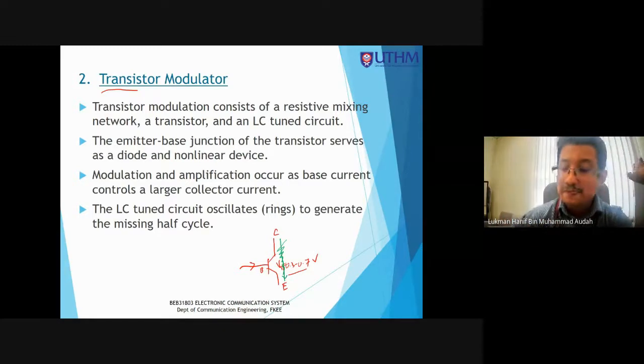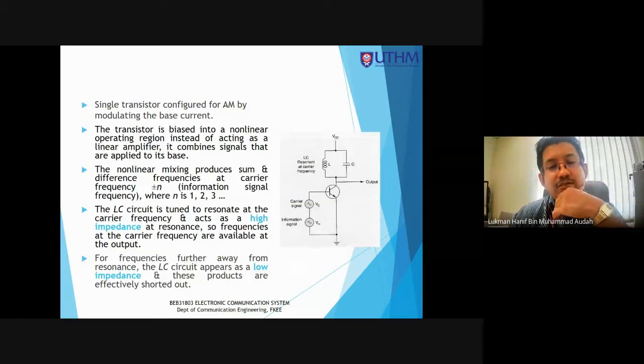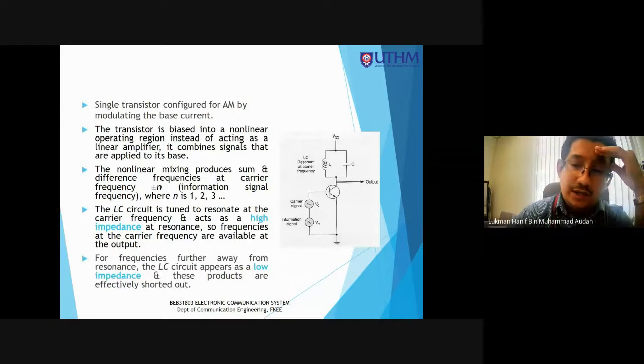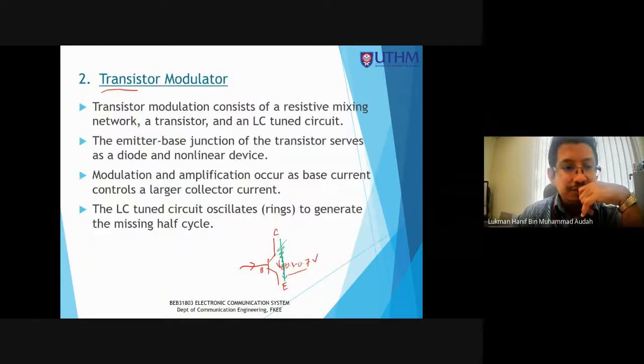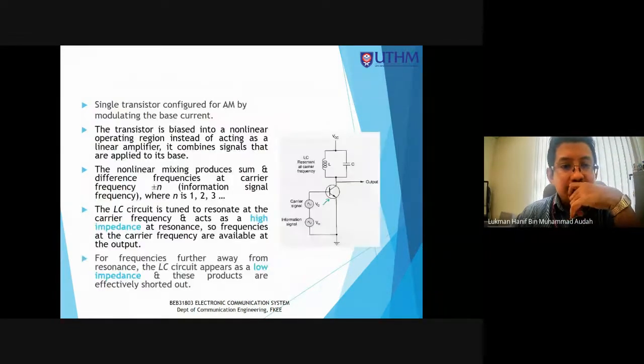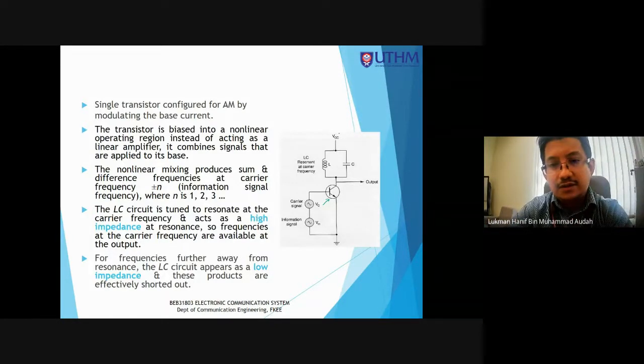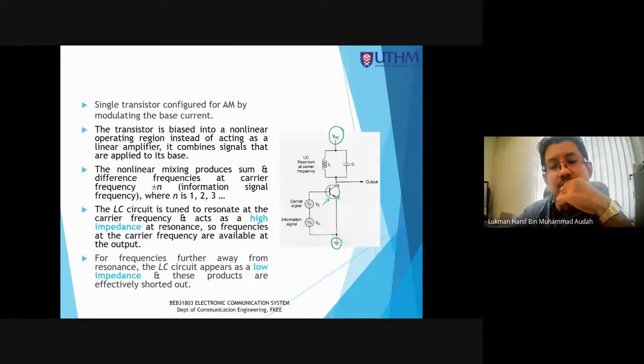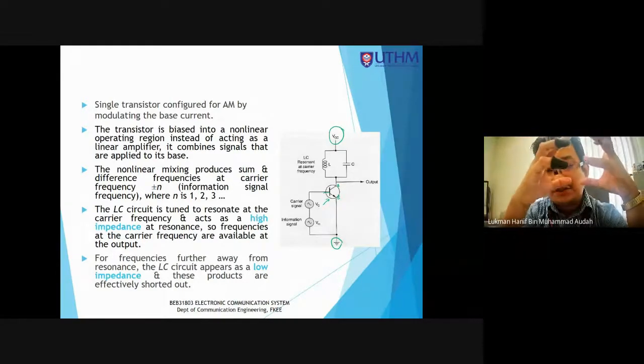That's how it works. And then this is an example of the transistor modulator. If you look here, there is one transistor, a BJT transistor. This is the collector, the emitter is below, VCC is on top and ground is at the bottom, and here is the base. The base is connected to the carrier and also the information signal. So the carrier and information signal will be mixed at the base of the transistor.